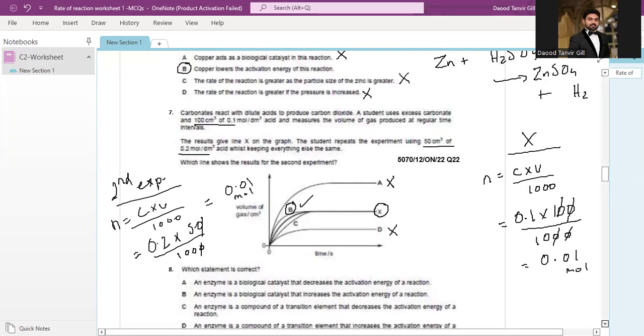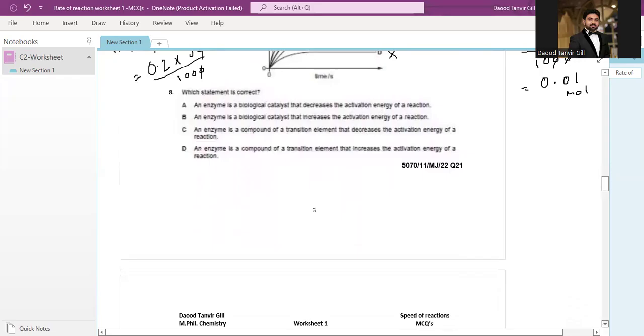Fine. Let's move towards question number 8. It's asking about the correct statement. Okay, students, we studied that enzymes are the biological catalysts which are made up of proteins. So let's look at which statement tells us about enzymes. An enzyme is a biological catalyst that decreases the activation energy of a reaction. Yes, this is correct, but let's look at the other options as well. An enzyme is a biological catalyst that increases the activation energy of a reaction. Incorrect. An enzyme always acts as a catalyst by decreasing the activation energy.